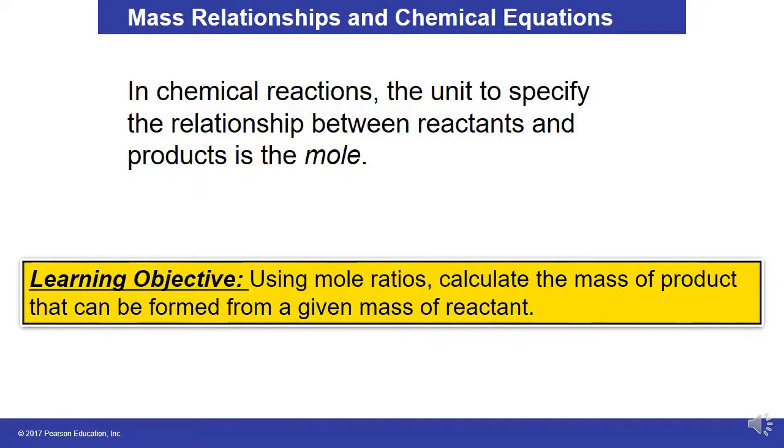The next type of calculations we're going to look at is using those molar ratios to calculate the mass of product that can be formed from a given mass of reactant. We last looked at problems of how many moles of reactant is needed to form a given amount of product, or how many moles of each reactant are needed. Now we're going to take this one step further and put in grams. So these are going to be more multi-step problems.